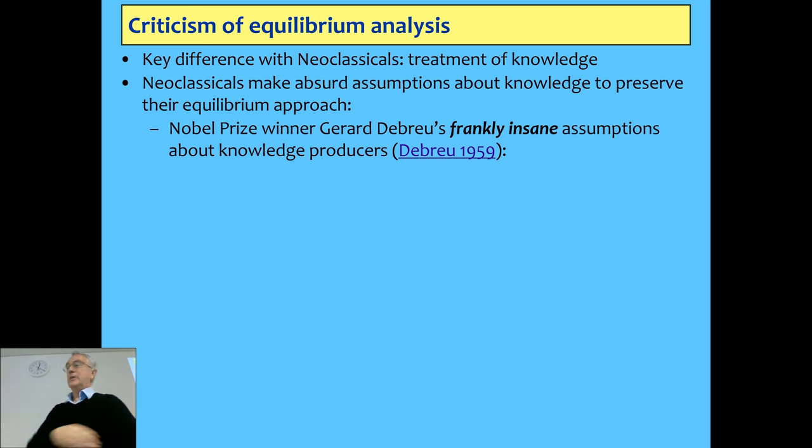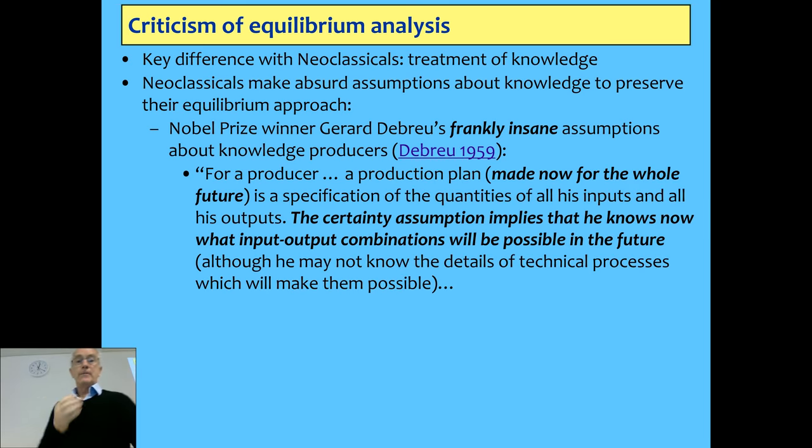This is a guy who won the Nobel Prize for the book I'm about to show you quotes from, written in 1959. And here he's saying, how do we work out the mathematics? We're going to assume that a producer makes a production plan today for the entire future of the solar system. He doesn't say that, but that's what he's made now for the whole future. Okay, and this is a plan to use quantities of inputs and the outputs, knowing the future, even if you don't know the technology that will make those combinations possible in the future. Okay? That's frankly insane.